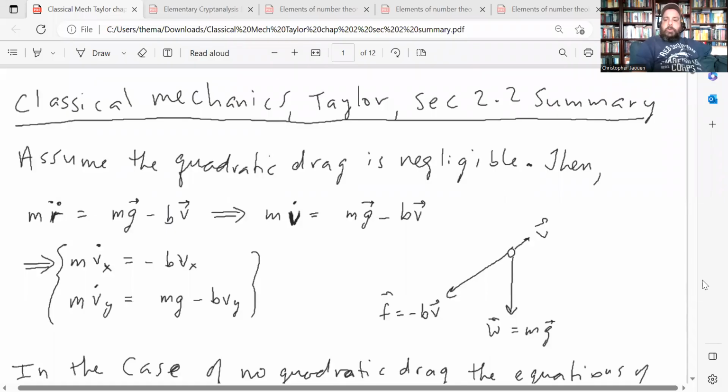So let me bring up my notes. All right, section 2.2 deals with, again, motion of an object that's subject to a drag force. In this section 2.2, we're assuming that the quadratic drag is negligible, so we only have to consider the linear drag. And the reason that we're starting with that is because the equations that you get are easier to solve if it just involves linear drag.